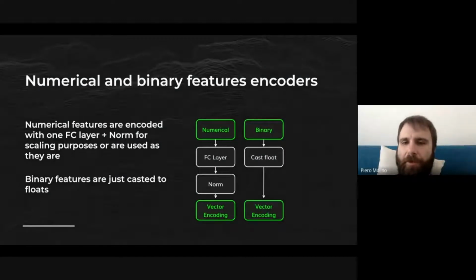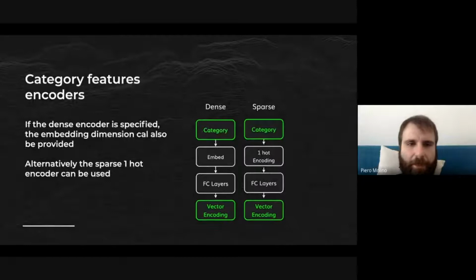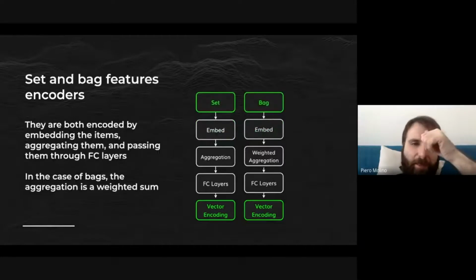For numerical and binary features, the encoding is really simple. Numerical features use just a single fully connected layer with normalization just for the sake of rescaling. And binary features are just cast to floats. Category features are encoded with either dense embeddings followed by fully connected layers, or by one-hot encodings followed by fully connected layers. It's your choice. Sets and bags are similar to categories. The only difference is that you have multiple instances of objects or elements in those sets.